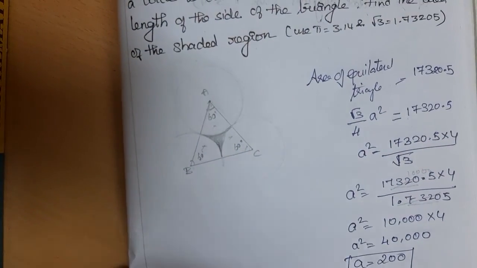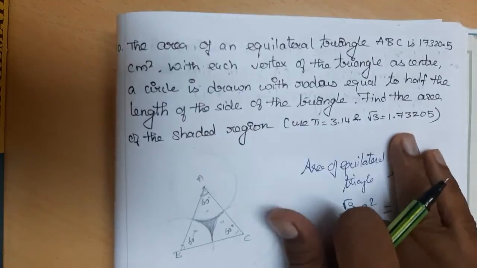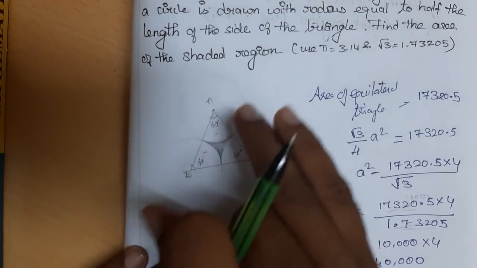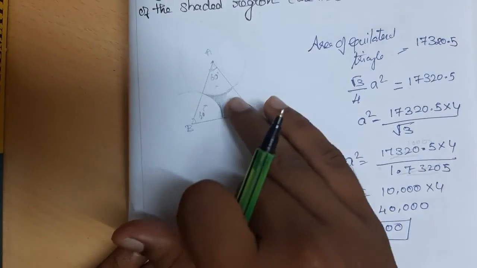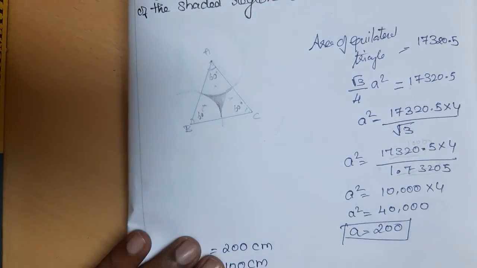So here it is given as equilateral triangle and the area is given. So from the area we have found the side and they said radius is half of the side. So after finding that, we found the area of the triangle minus area of the 3 quadrants.